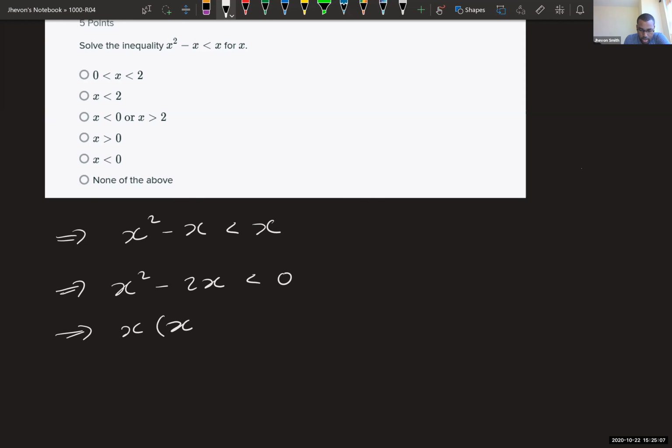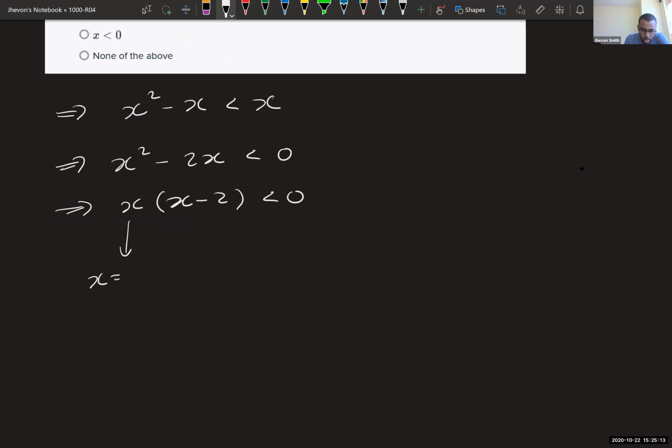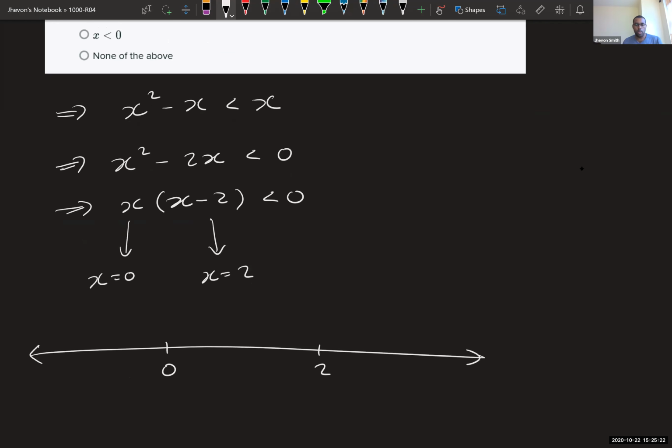So you'd factor. So you'd end up with from this x equals 0 or x equals 2. On the number line, you're going to test those. And here, notice you want the opposite. You actually want the negative.